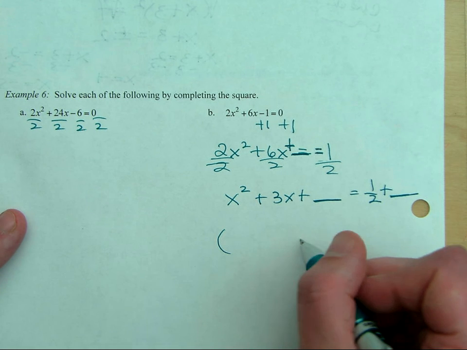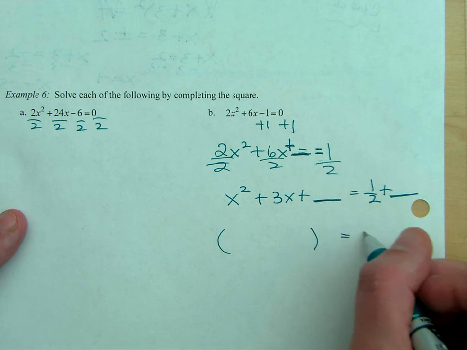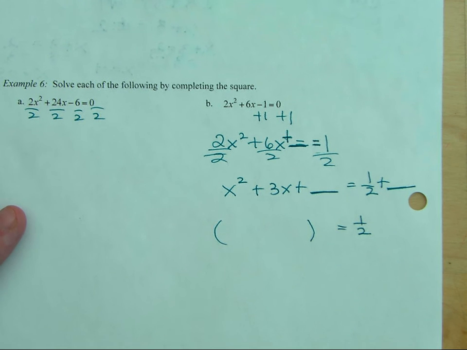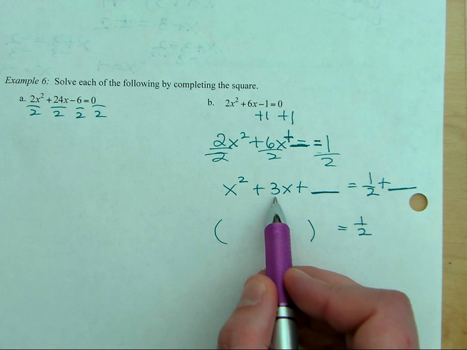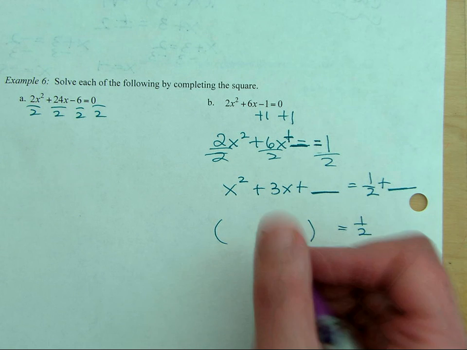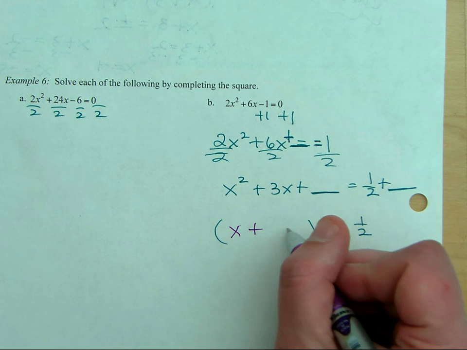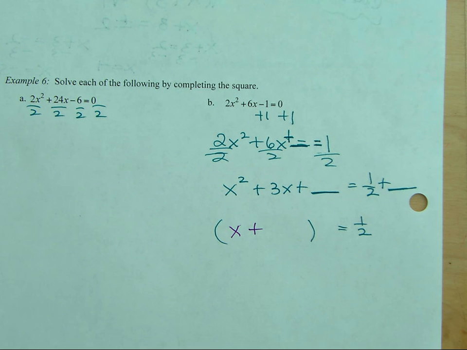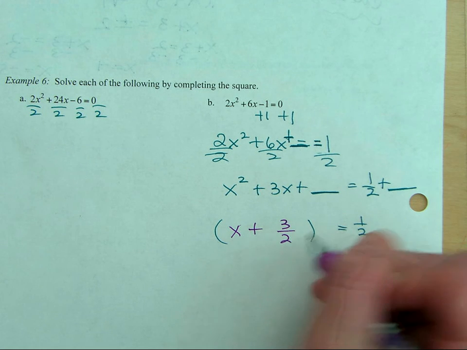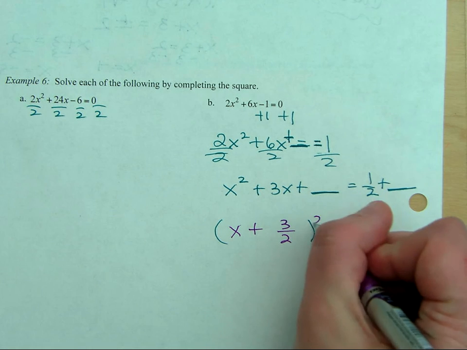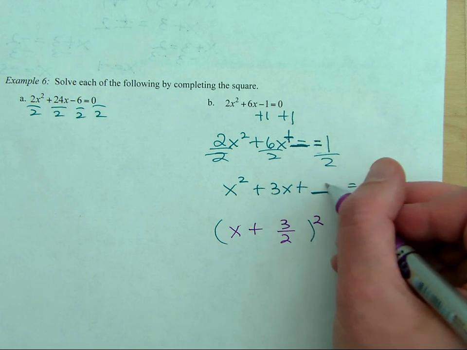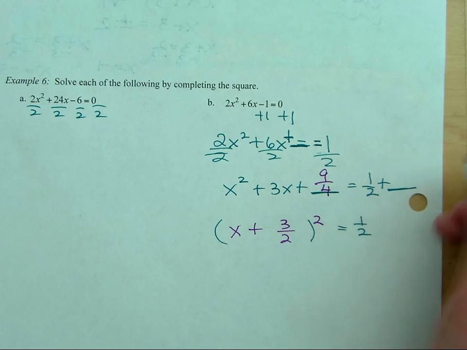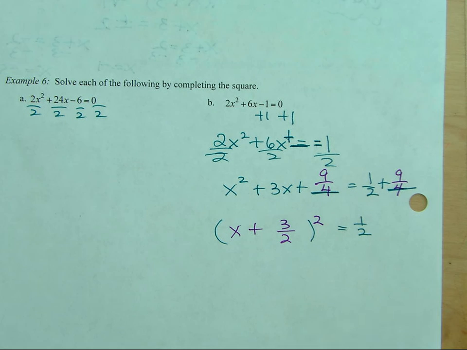So what would I need to complete this square here? What do I do? Take half of the 3. What's half of 3? 1.5. And actually in WebWork, they do want you to have the fraction. So let's leave it as 3/2. And that's going to be squared. So if you square the 3/2, what do you get? 3/2 squared would be 9/4. So I'm going to have to add 9/4 to both sides.